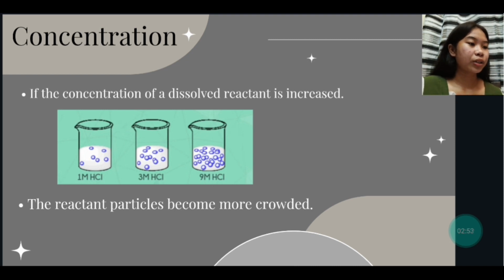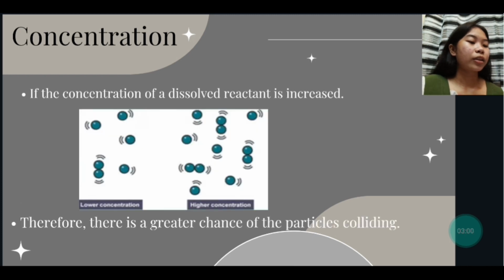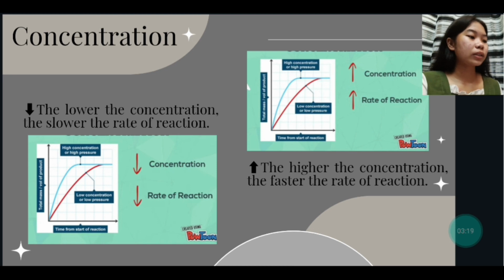If the concentration of a dissolved reactant is increased, the reactant particles become more crowded. Therefore, there is a greater chance of the particles colliding. Thus, the rate of reaction increases. We can now conclude that the relationship between concentration of reactant and rate of reaction is directly proportional. Since the higher the concentration, the faster the rate of reaction, and the lower the concentration, the lower the rate of reaction.